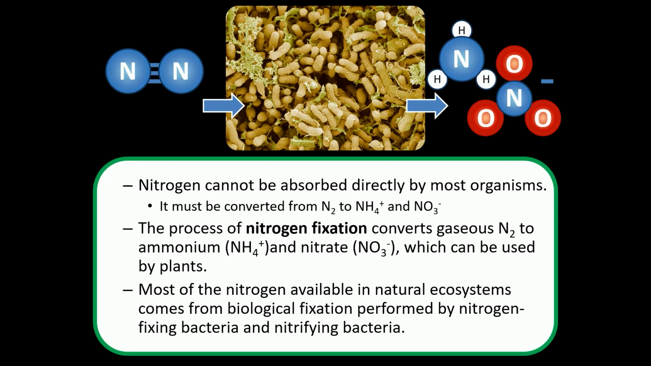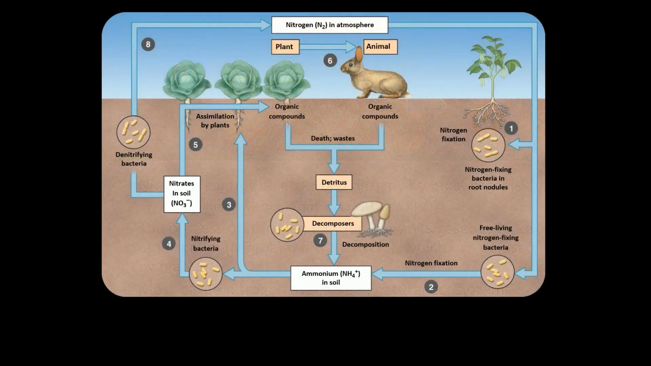Most of the nitrogen available in natural ecosystems comes from biological fixation performed by nitrogen-fixing bacteria and nitrifying bacteria, so 2 different forms of soil-dwelling bacteria that create these alternate forms of nitrogen, these alternate nitrogen-based chemicals. Now those nitrites and nitrates and ammonium, those are seeped into the soil, they're kind of excreted out into the soil, and they are taken up by the plant. So on this diagram of the nitrogen cycle, you can see that the nitrogen-fixing bacteria actually live right around the roots of the plants. They live symbiotically right near the roots of the plants.